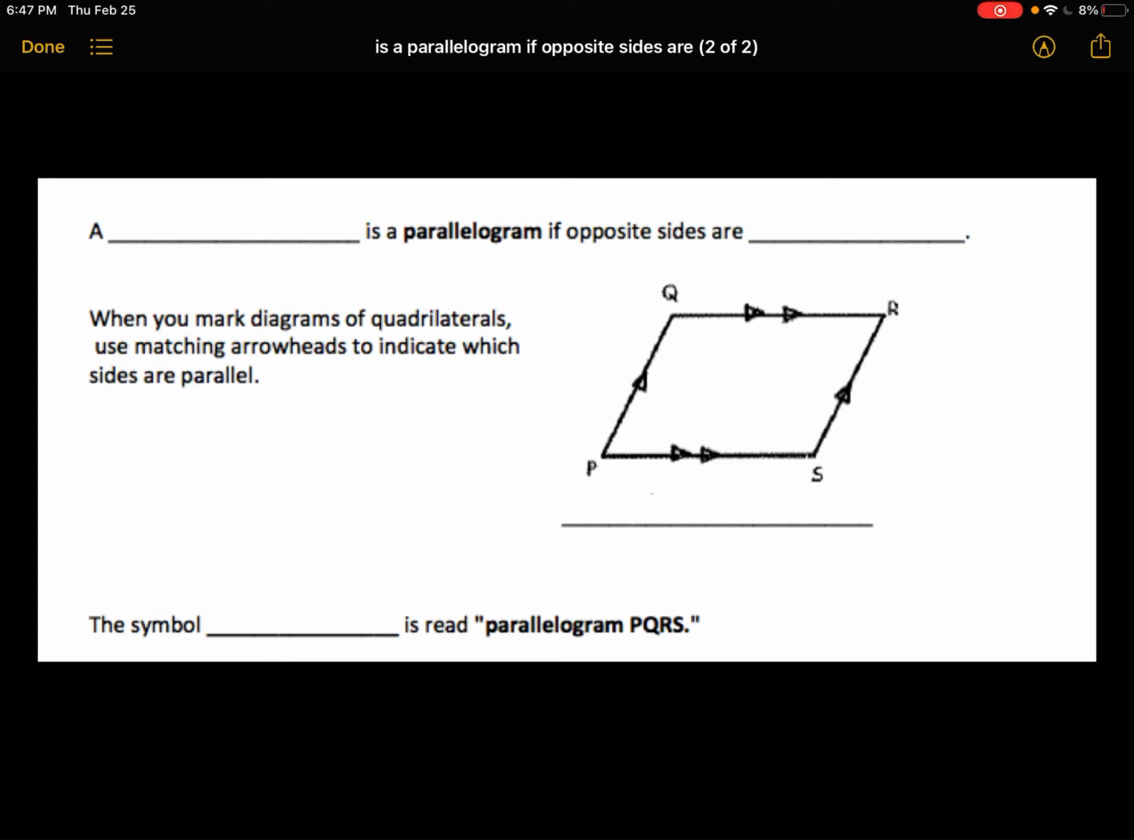Hi everybody and welcome. Today we're going to be talking about parallelograms, so the start of our new unit here.